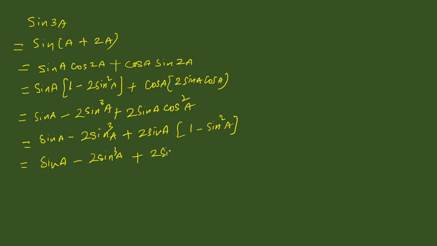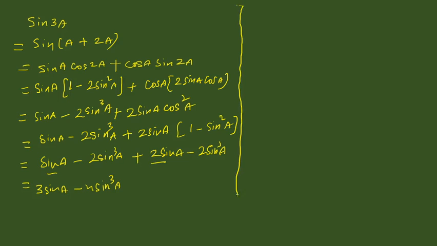So again, the last time we will multiply and we will get a simplified answer. So here 2 sine A minus 2 sine cube A. So the final answer you will get is 3 sine A minus 4 sine cube A. This is the formula for sine 3A.